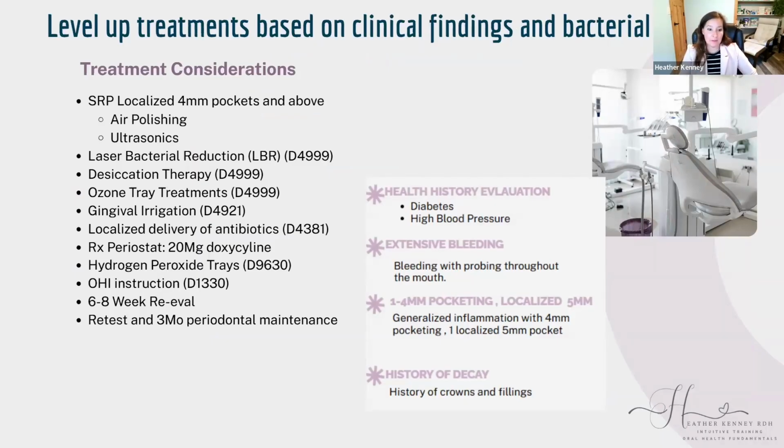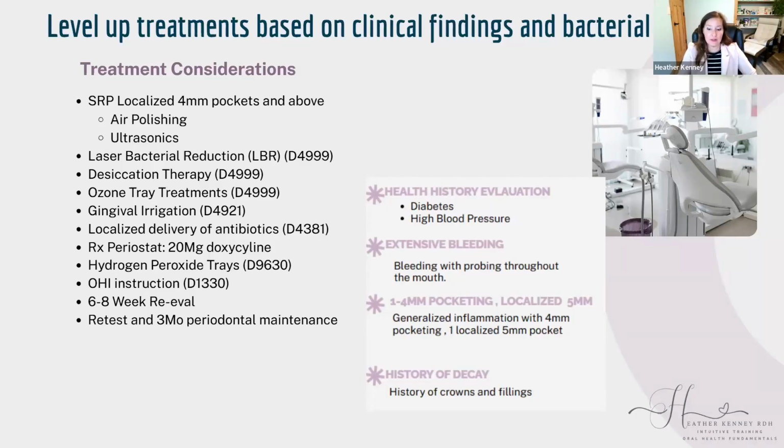So SRP is a great asset to make sure we get her under control because she's diabetic and showing some issues. Desiccation therapy was discussed, laser bacterial reduction. So really leveling up care on that dysbiotic biofilm, and even Periostat might be a good option for her just because of the diabetes component. And then test and retest to verify.